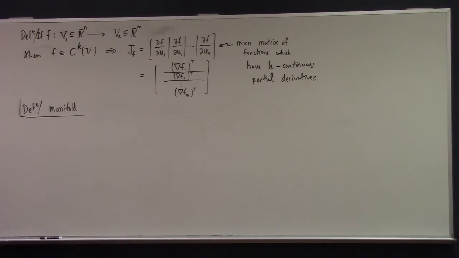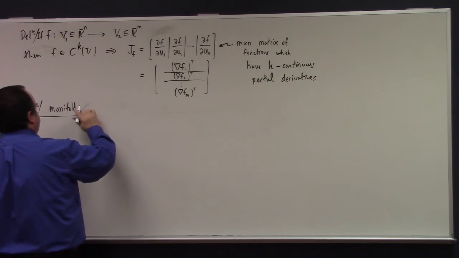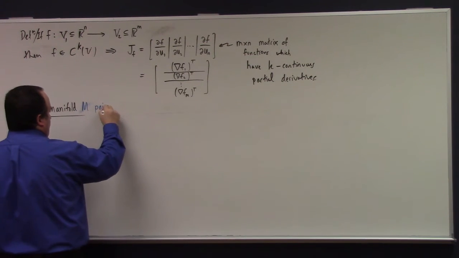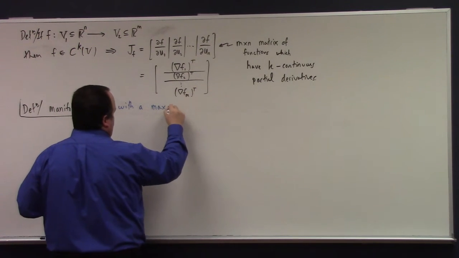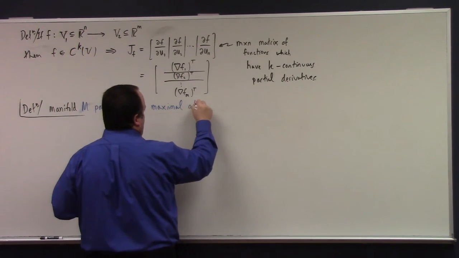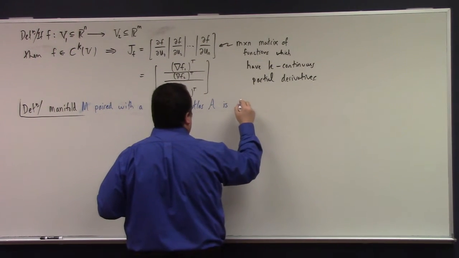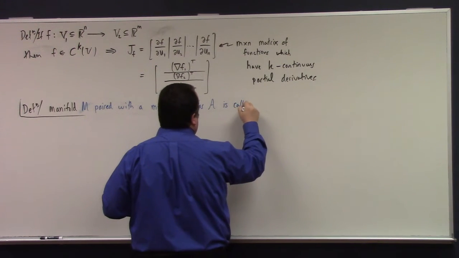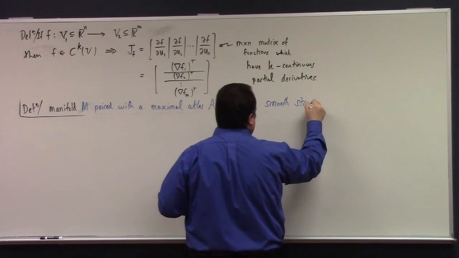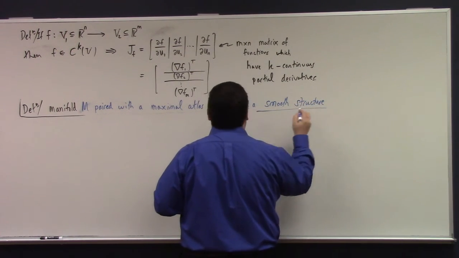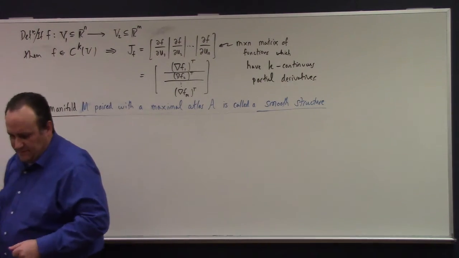That's helpful. So a manifold M paired with a maximal atlas A is called a smooth structure, I think. And I guess maybe I'm still not saying it quite right. I think maybe I should say that the maximal atlas is the smooth structure.